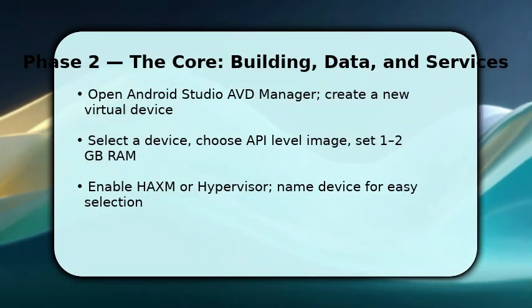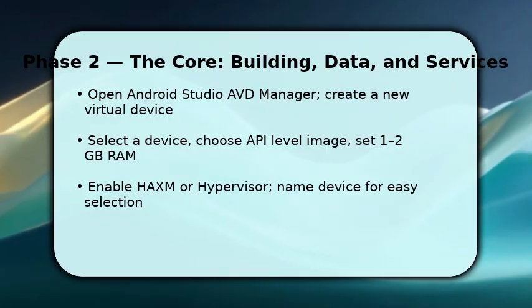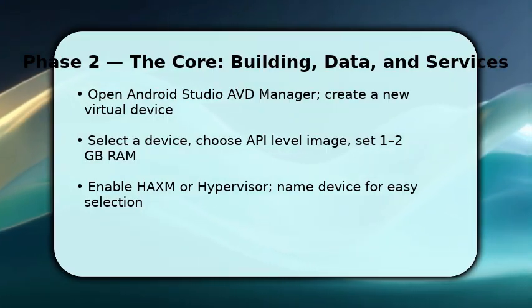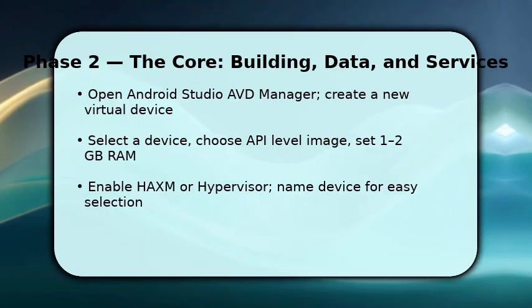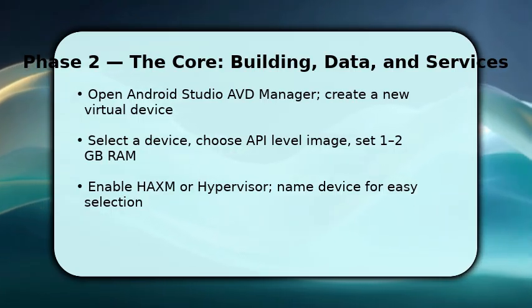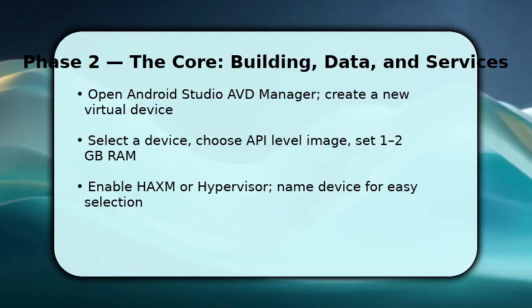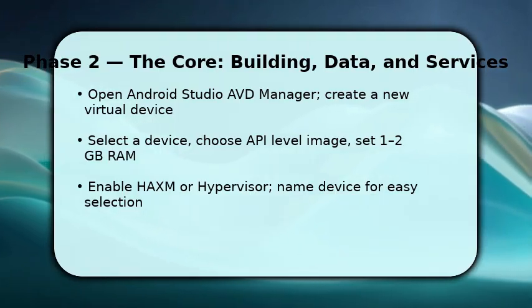Open Android Studio and launch AVD Manager. Click Create Virtual Device and pick a phone profile that matches your target screen size. Next, choose a system image with the Android API level you support. Make sure to download it if missing.